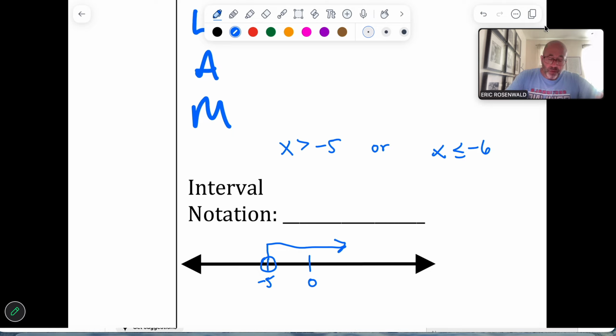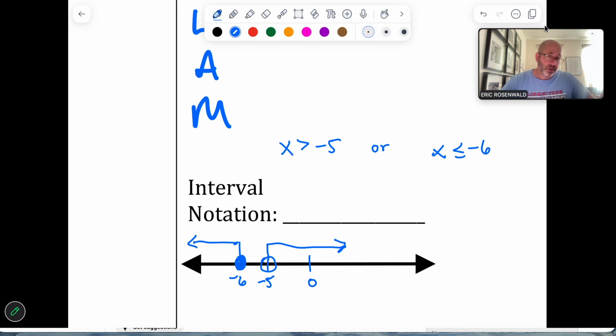For the second part, we're saying x is less than or equal to negative 6. So if we go to negative 6 and we close it, we're going to say all the values that are less, well, less is to the left of this, right? So we're going to go to the left. And you can see these going in opposite directions.